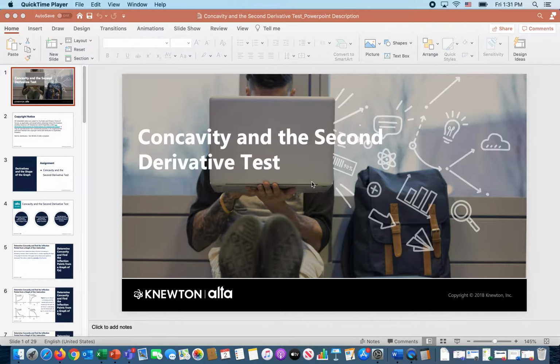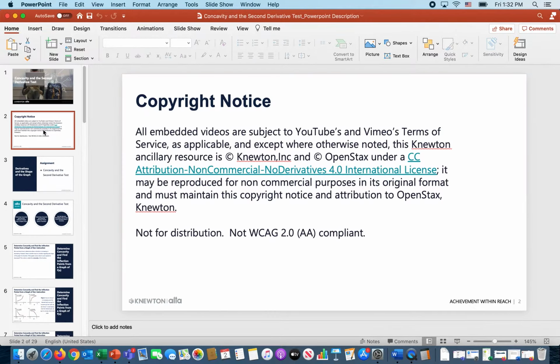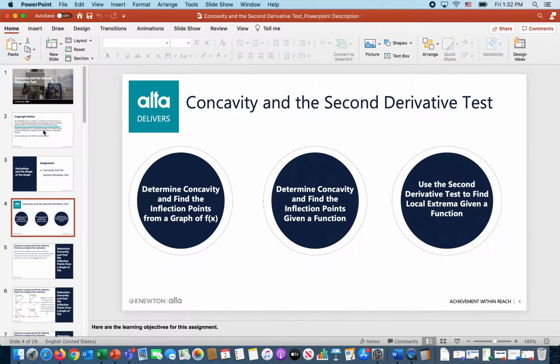So when we discuss concavity, we're going to be looking at the curvature of a function. We're going to look at a couple of graphs and discuss what we mean by concavity, whether a function is concave up or concave down. But what we want to focus on right now is, what does the second derivative tell us? The second derivative tells us about the concavity of the function. So that's the connection between concavity and the second derivative.